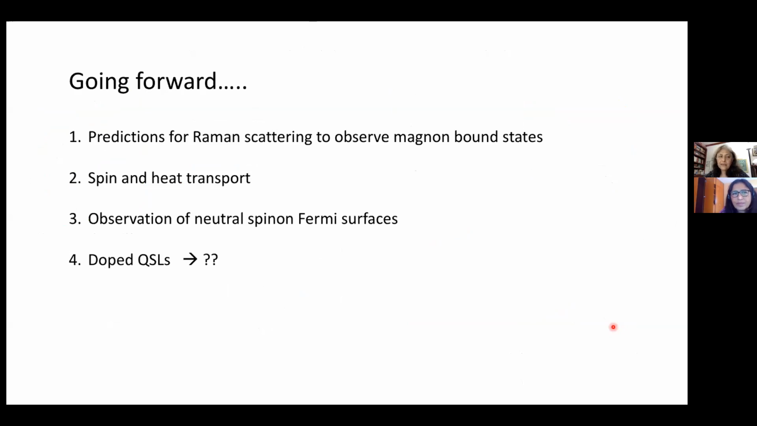Okay, so let me just come to the very end. We are taking this work in many new directions. We want to come up with clear predictions for Raman scattering, predictions for spin and heat transport, and also then move toward doped spin liquids. Thank you.